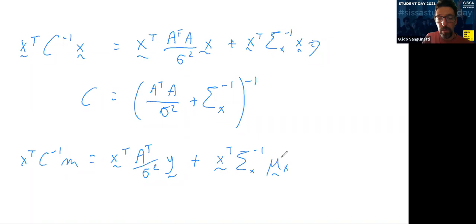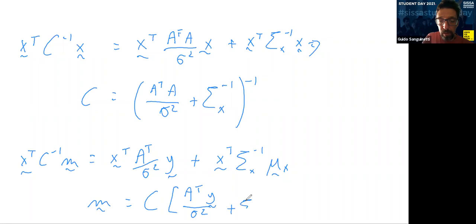Okay, and so m, the posterior mean, is going to be equal to C, the posterior covariance, times A transpose y divided by sigma squared plus the prior term. One small observation: notice that the smaller the observation noise, the more dominant the term coming from y. So the smaller the variance of the observation, the closer our posterior mean will be to what the observation is telling us, which is very reassuring.